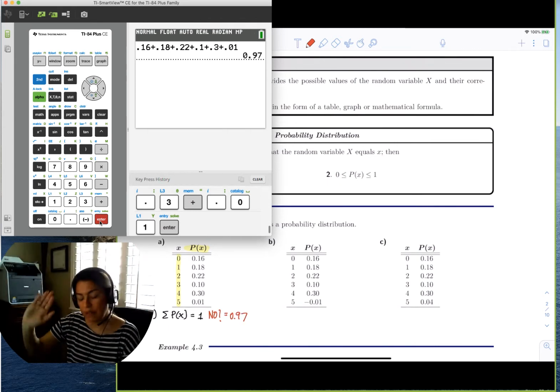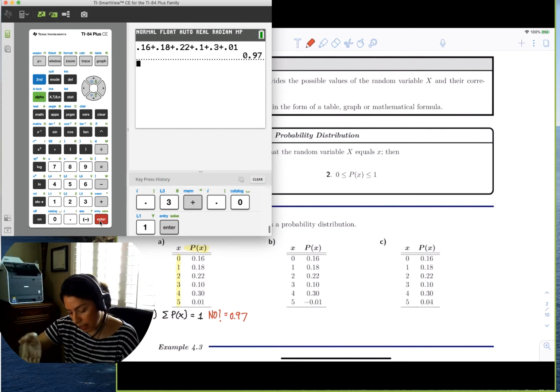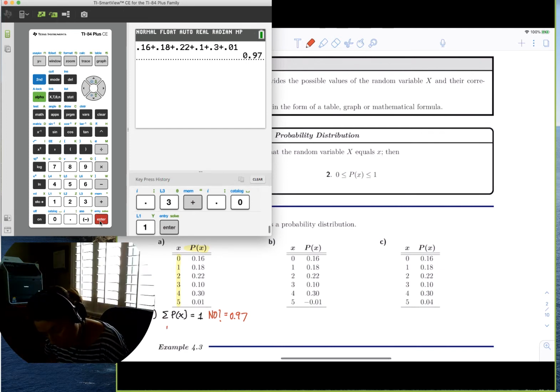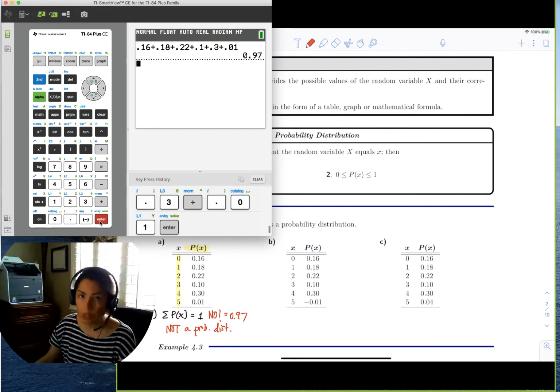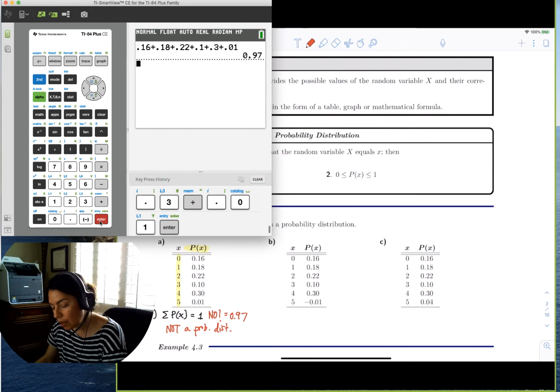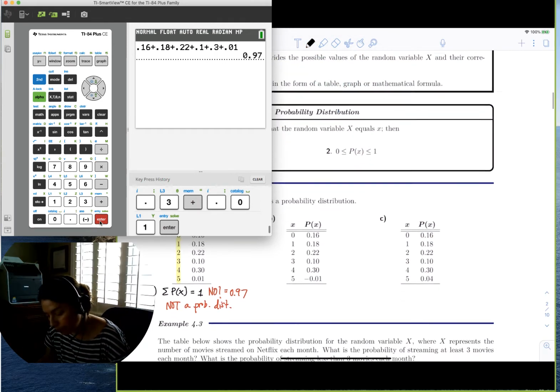So the moment that it fails the first characteristic, this is not a probability distribution. It has to sum to 1. We don't get a choice in it. Okay, so now let's go ahead and try B.